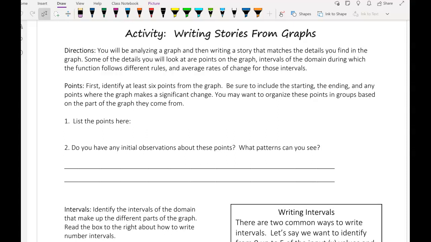Points. First, identify at least 6 points from the graph. Be sure to include the starting, the ending, and any points where the graph makes a significant change. You may want to organize these points in groups based on the part of the graph they come from.